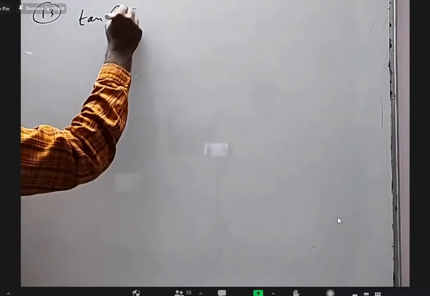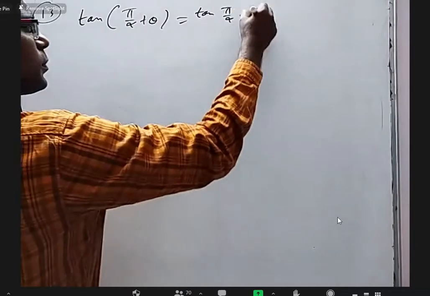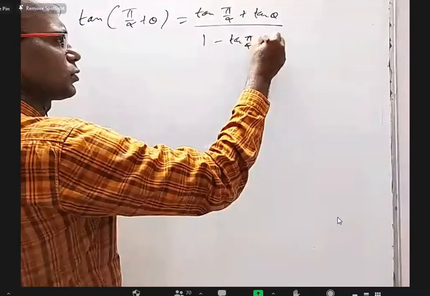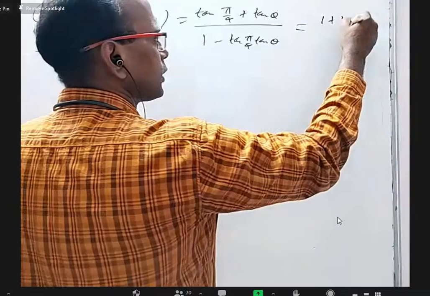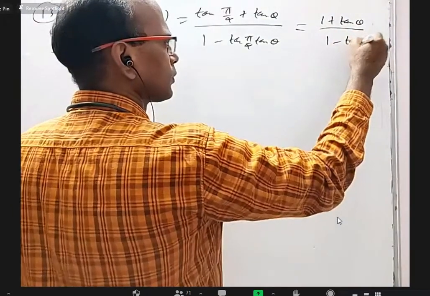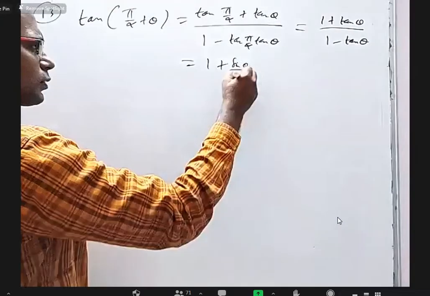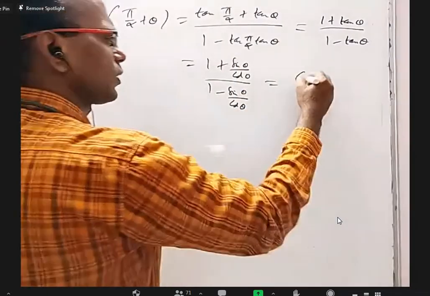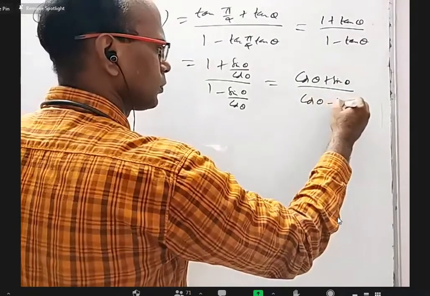Within tan(A plus B), there are one or two small formulas. If you take tan(pi by 4 plus theta), you can write it as (tan pi by 4 plus tan theta) by (1 minus tan pi by 4 into tan theta), which is (1 plus tan theta) by (1 minus tan theta). That means we're getting (sin theta plus cos theta) by (cos theta minus sin theta). You can write 1 plus sin theta by cos theta over 1 minus sin theta by cos theta. To simplify, you will get (cos theta plus sin theta) by (cos theta minus sin theta).